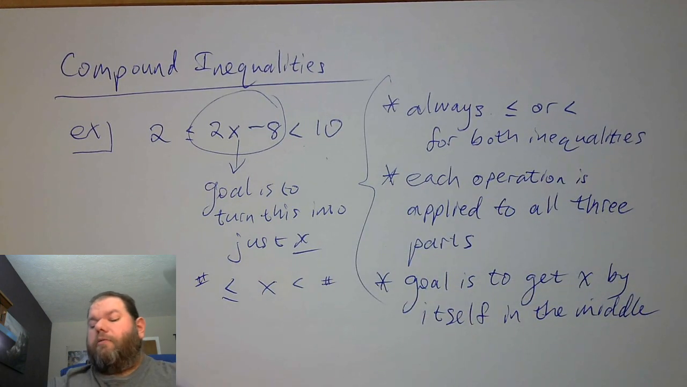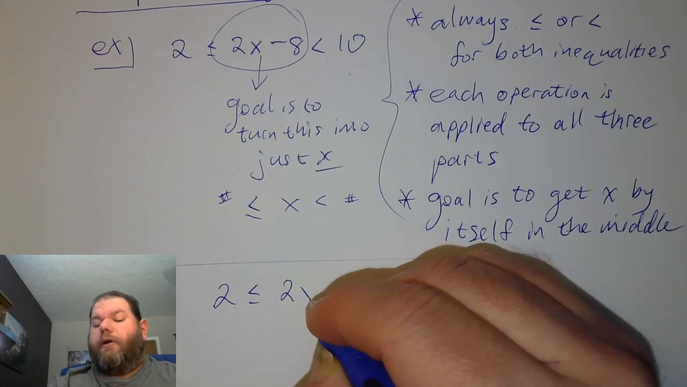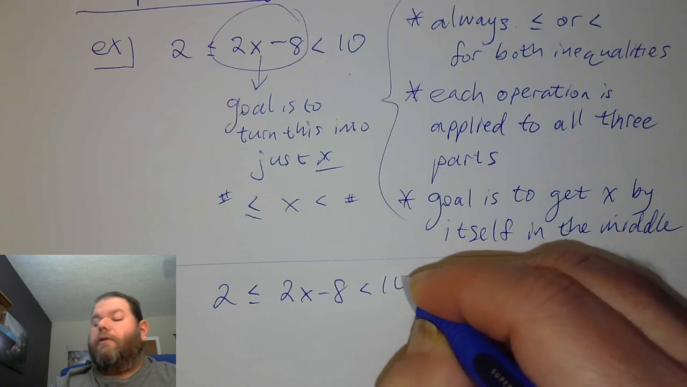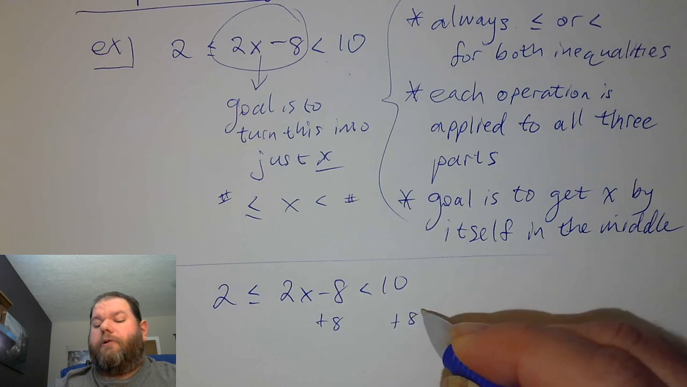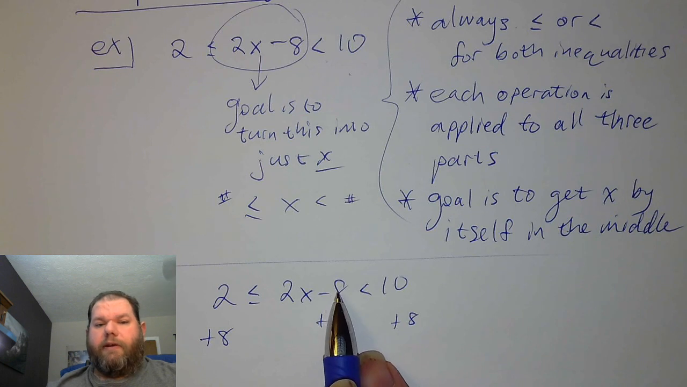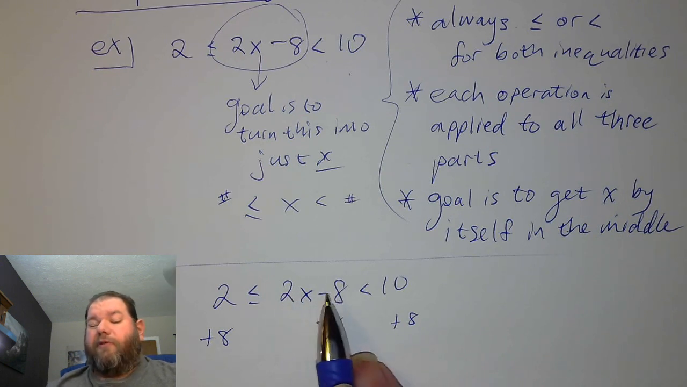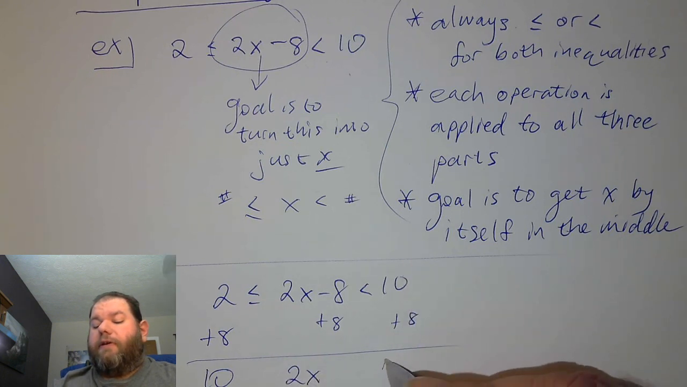Okay, well, let's look at that. So we have 2 less than or equal to 2x minus 8 less than 10. First thing we can do is add 8 to all three parts. The reason we would want to add 8 is to cancel out the minus 8 that's right here. So 2x minus 8, we need to add that 8 to get rid of that, which means it has to be repeated here and here. So we add, that's 10. This cancels, so it's just 2x in the middle, and this is 18.